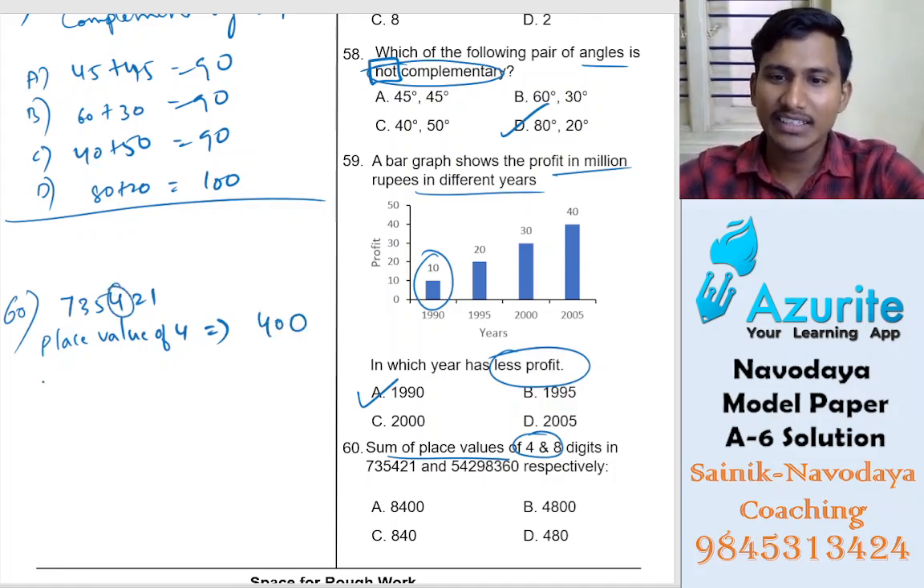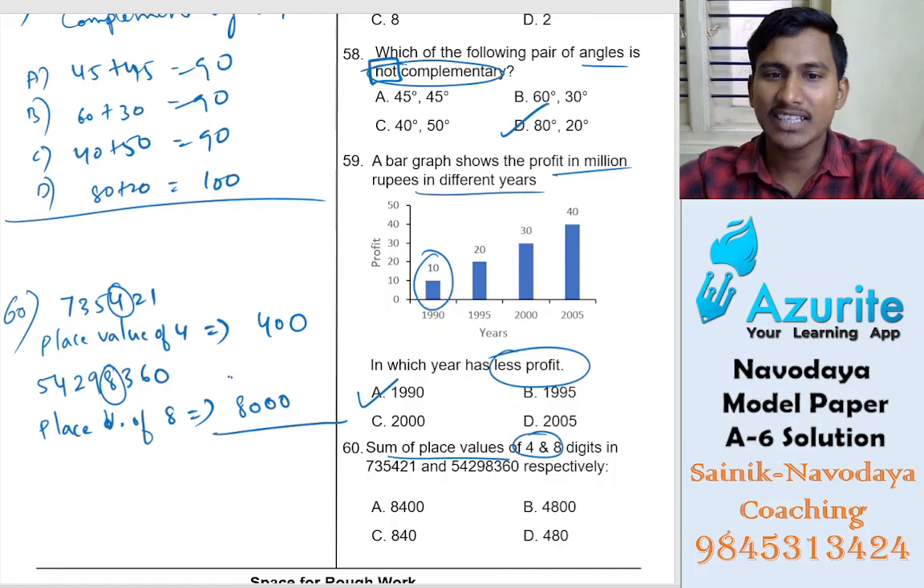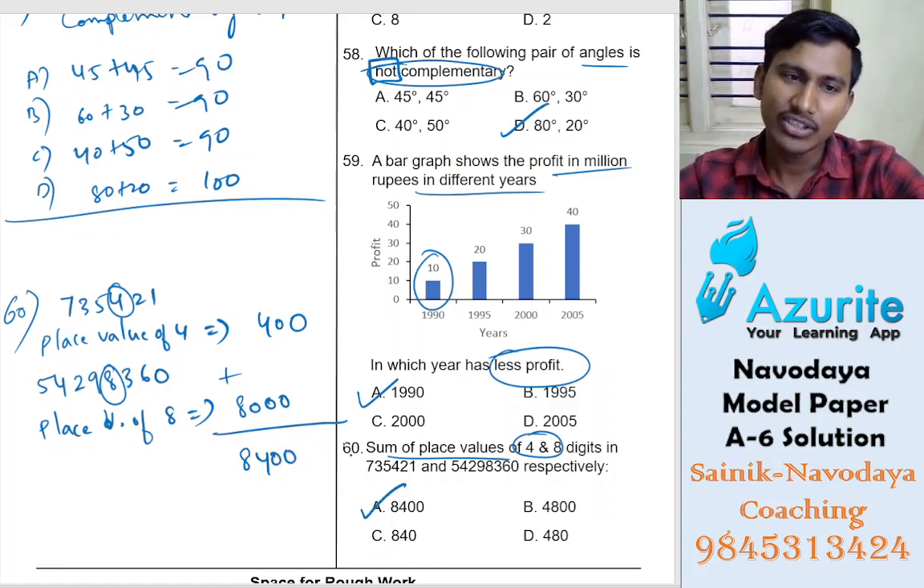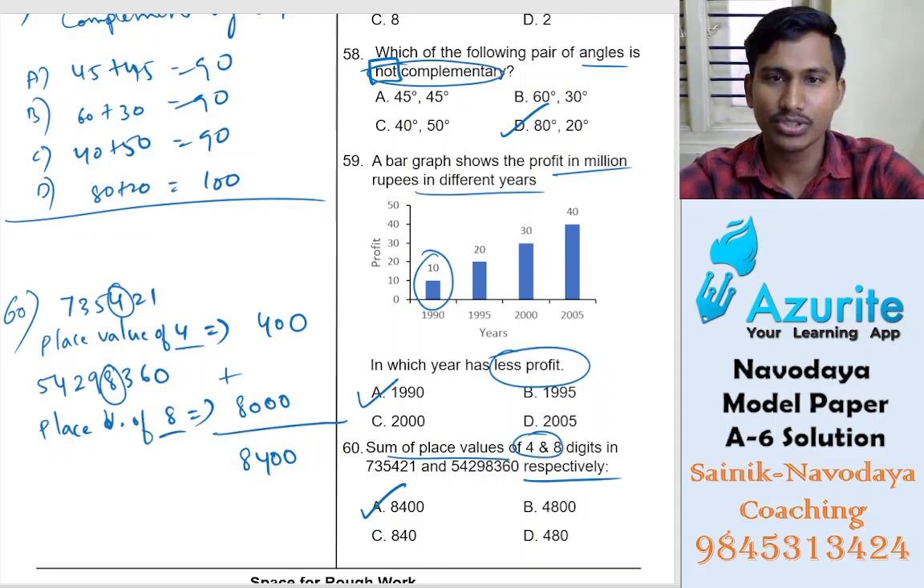And here, in 54298,360, place value of 8. 8 is in the 8000 place. So 400 plus 8000 will be 8400. Option A here, right? So first we have to take 4 and then we have to take 8, because it is respectively. Understand? Don't be confused. Got it?